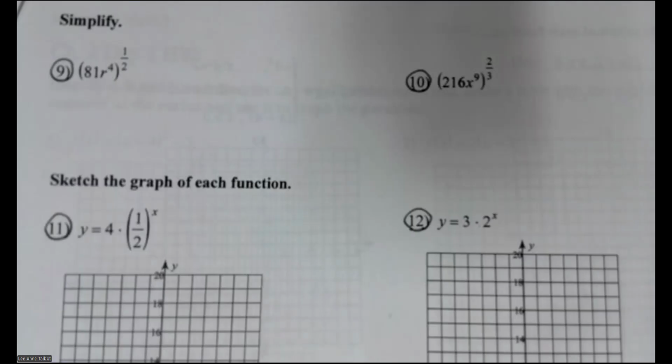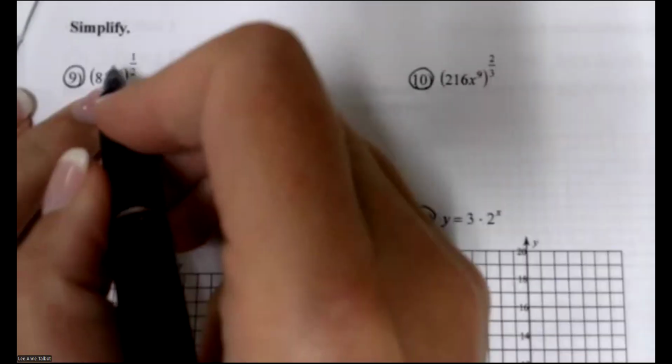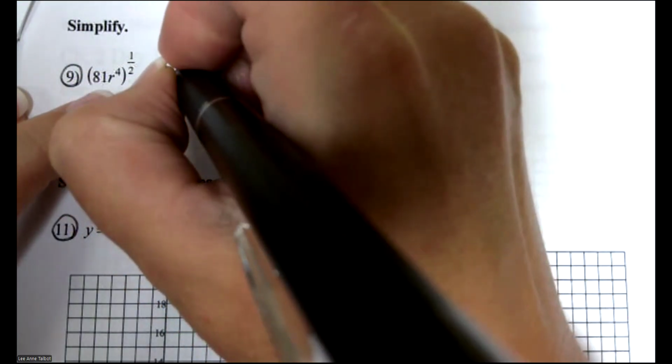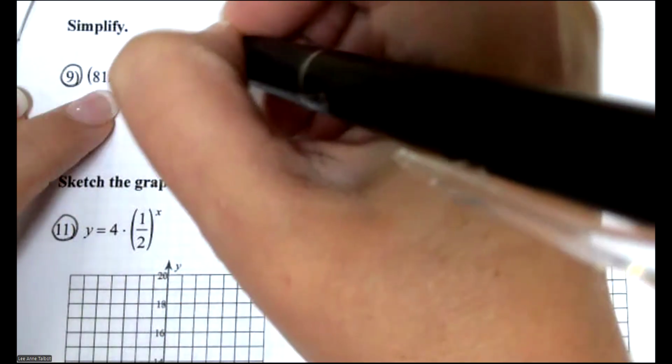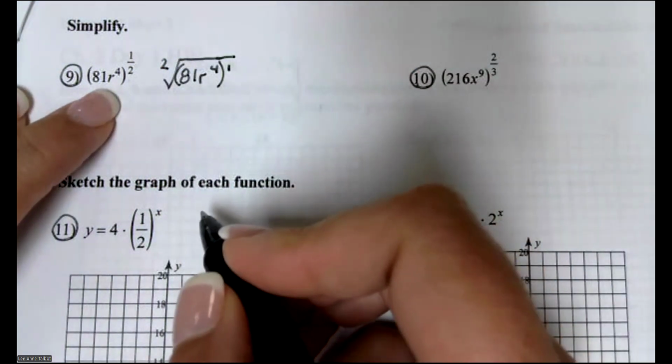The first thing about number 9 is just that it looks weird, but the first thing you want to do is just rewrite it to a root form. So if you remember, the denominator is the type of root that it is. And then 81r to the fourth, and then this whole thing goes in parentheses to the 1 power.